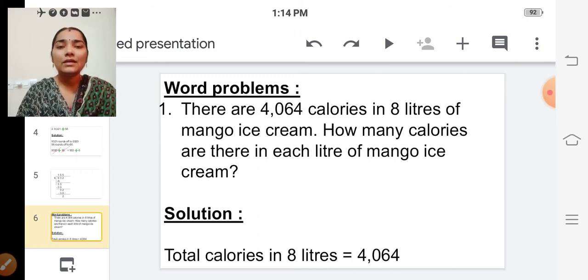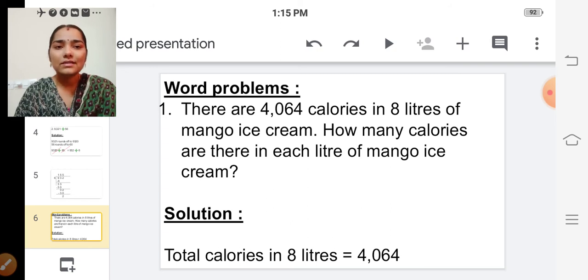So they have given that in 8 liters of mango ice cream, there are 4064 calories. So what are they asking? They are asking in each liter. That means in 1 liter, how many calories will be there? So we are going to find out in 1 liter, how many calories will be there. For that, what we have to do? We have to divide the total number of calories by the total number of liters. So see the solution.